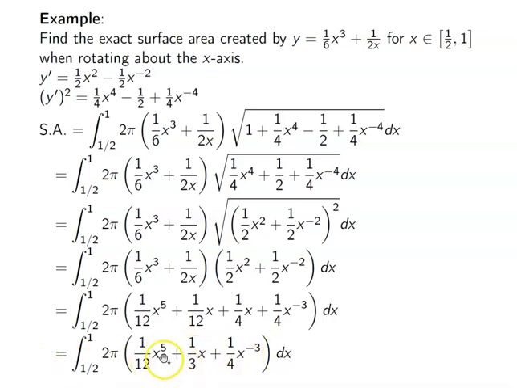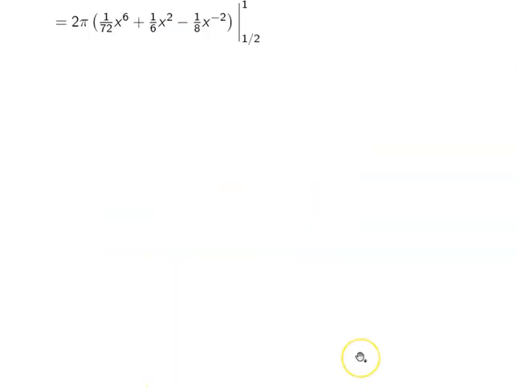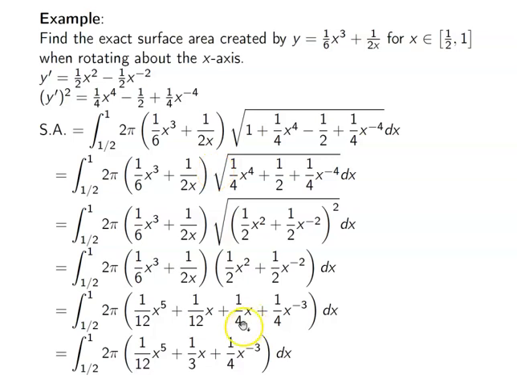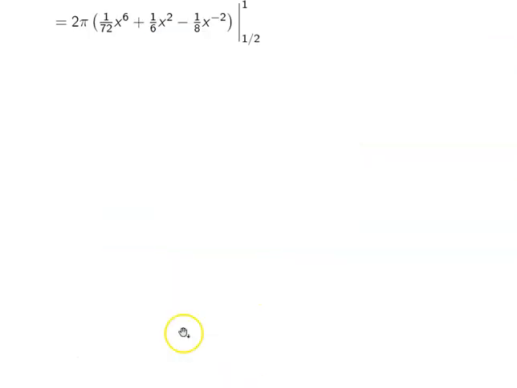So we'll just go ahead and start to integrate. Remember, this is going to go up to 6, and I'll multiply this thing by 1/6. This goes up to a square, multiplied by 1/2, and this will go up to a -2, and I multiply this times -2 as well. Okay, so here we go, 1/72, 1/6, and 1/8, right? Because it's 1/4 multiplied by 1/2, but negative. And there we go. So I'm going to evaluate this from 1 to 1/2.